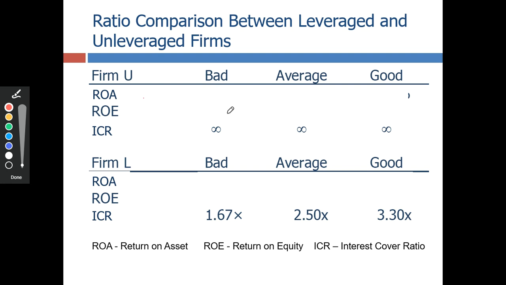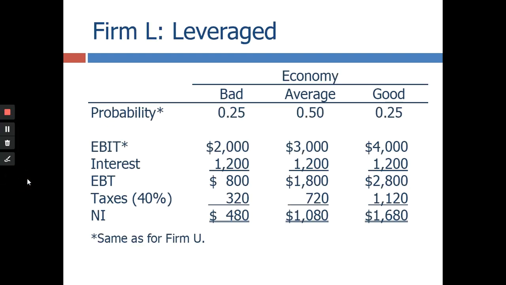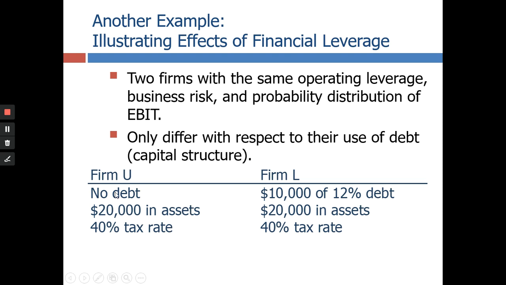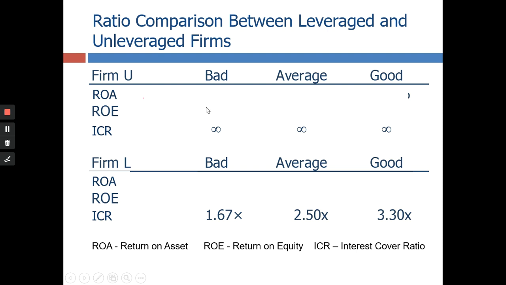For return on equity, your net income is 1,200. And what about your equity, class? When there's no debt, the company funded the asset entirely by equity. So again, the same 20,000. So 1,200 divided by 20,000. Again, you get 6%.